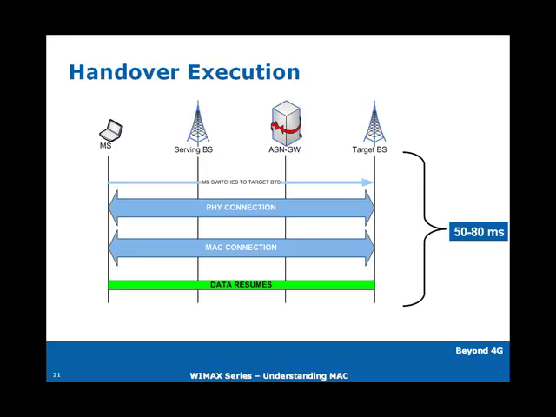Now the whole procedure between PHY and MAC and data reconnection might take between 50 to 80 milliseconds. So the mobile station during the handover phase between the serving base station to target base station has a disruption time of 50 to 80 milliseconds, and during this period, any data which is destined for the mobile station would be either saved in the ASN gateway or in the home agent. So it depends on what kind of architecture is being used.